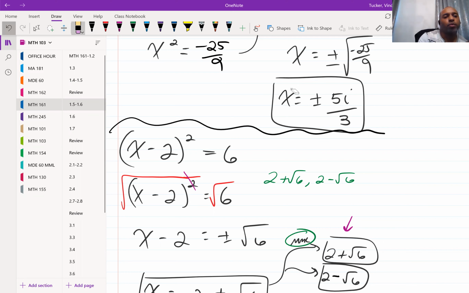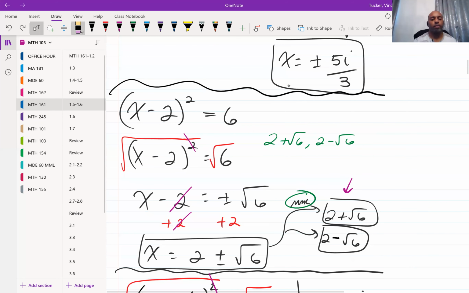And then we will add, not subtract, but add 2 to both sides. And we have 2 plus or minus the square root of 6 as our final answer.